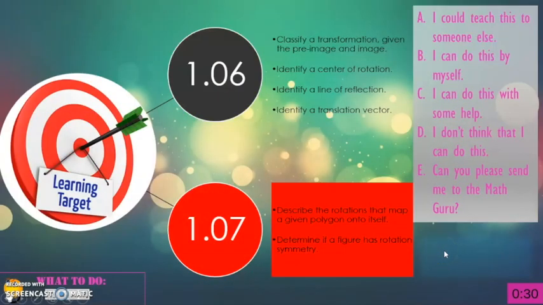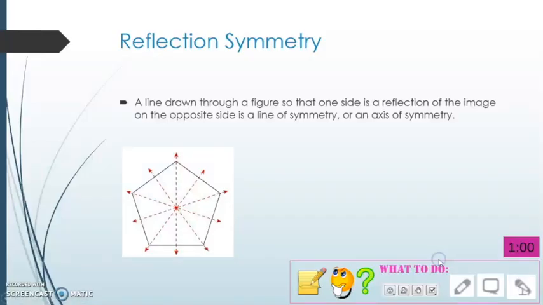Alright, let's move on to our next set of objectives from Unit 1, Lesson 7. Describe the rotations that map a given polygon onto itself, and determine if a figure has rotational symmetry. Before we talk about rotational symmetry, let's touch on reflection symmetry. That is just a line that is drawn through a figure so that one side is a reflection of the image on the opposite side, and that will give us our line of symmetry or an axis of symmetry.